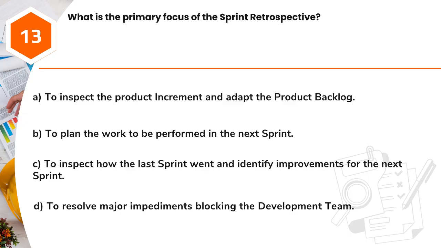Question 13. What is the primary focus of the sprint retrospective? A. To inspect the product increment and adapt the product backlog. B. To plan the work to be performed in the next sprint. C. To inspect how the last sprint went and identify improvements for the next sprint. D. To resolve major impediments blocking the development team.